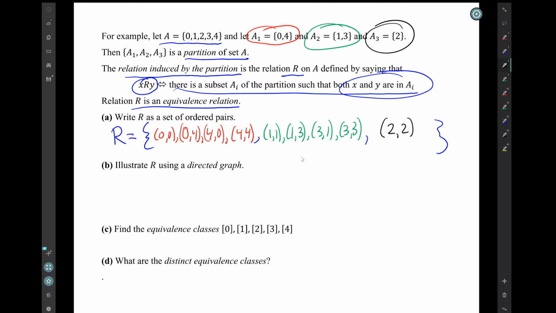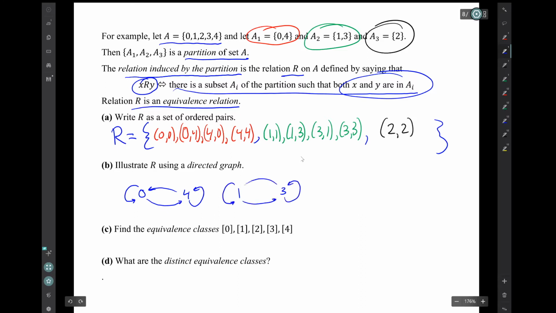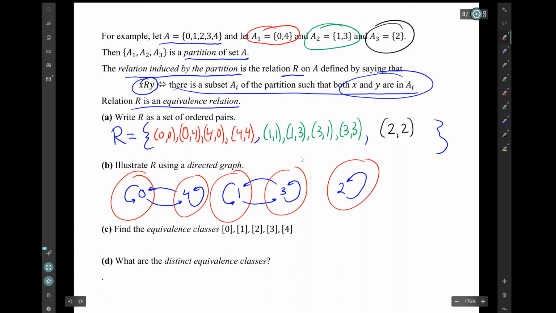Now we have to illustrate R using a directed graph. So there's a graph of relation R. Notice that R is reflexive because every number has a loop to itself. That's a sign that the relation is reflexive.